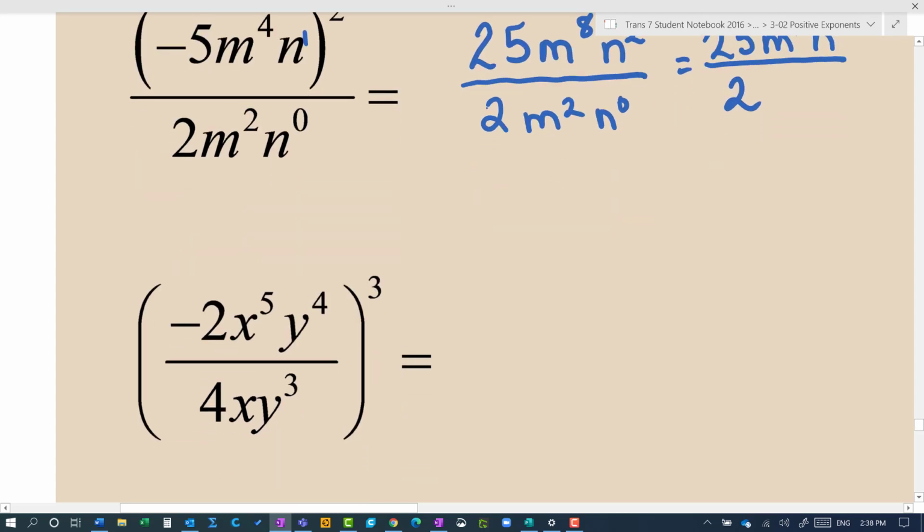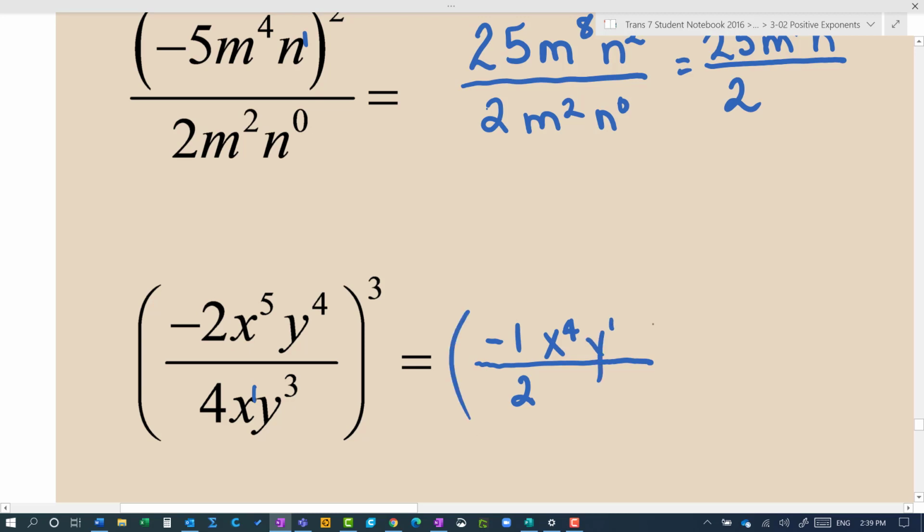Now, unlike the previous problem, in this problem you're going to divide first. You go inside the parentheses and you do what's inside the parentheses first, then you apply your exponent. Truthfully, it'll come out the same either way, but that's what the order of operations are telling you to do. So I'm going to simplify. Negative 2 over 4 is negative 1/2. And then x to the 5th over x to the 1st, we're going to subtract the exponents and get x to the 4th. And then y to the 4th over y to the 3rd, we'll subtract the exponents and get y to the 1st.